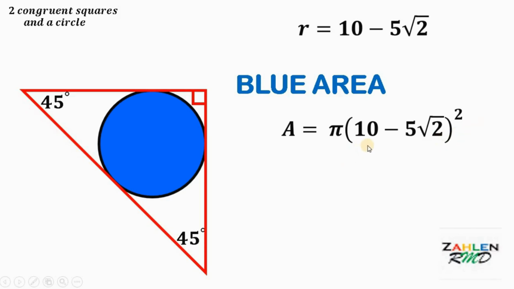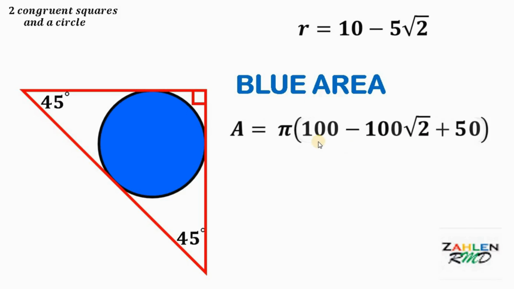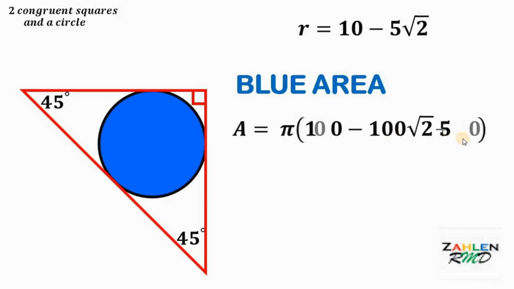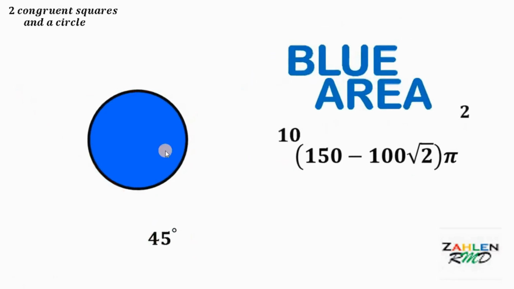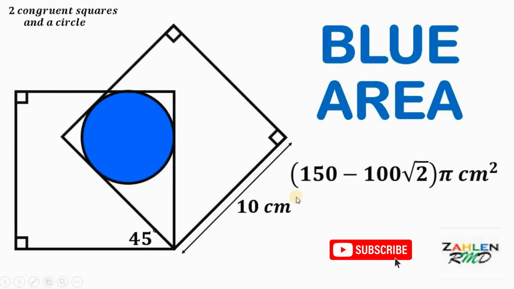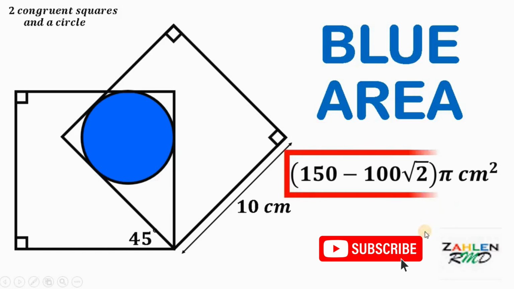Now let's square this term. If we do that, we get 100 minus 100√2 plus 50. 100 plus 50 will give us 150. Let's put this π after the number. Therefore, the area of this circle shaded in blue must be equal to (150 - 100√2)π square centimeters. And as always, we're done.